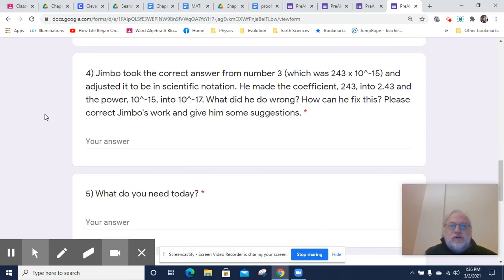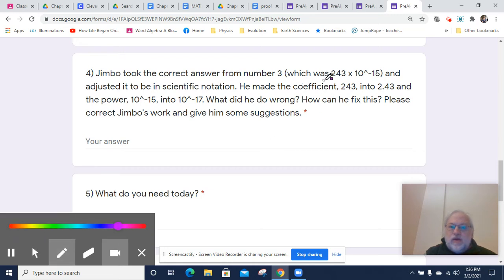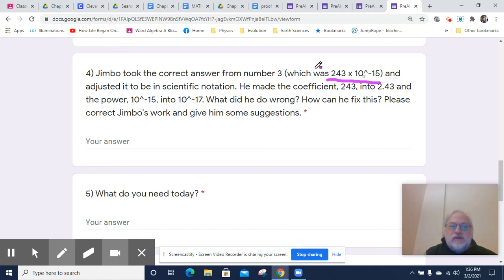Now Jimbo's back. Jimbo took the correct answer from number 3, which was 243 times 10 to the negative 15th, and he adjusted it to be in scientific notation. He made the coefficient 243 into 2.43, which is absolutely right. And then he made the power 10 to the negative 15th into 10 to the negative 17th. What did he do wrong? Here's what he did wrong. So we know here we're making 243 10 times smaller. No, not 10 times, 100 times smaller. So we're moving the decimal 2 places to the left. We move the decimal 1 place, that's 10 times smaller. 1 more place to the left, that's 100 times smaller.